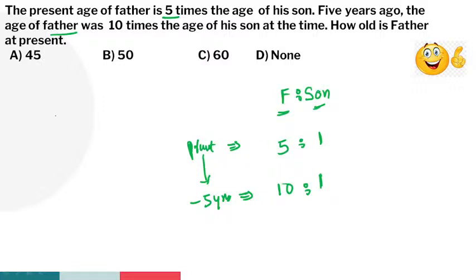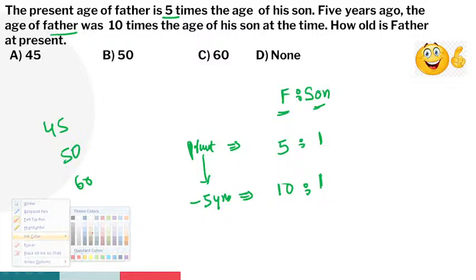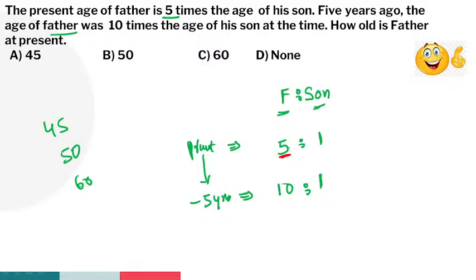Go through option verification. The first option, guys, here 45. We have to find out the percentage of father. Father present is how many parts? 5 parts. 5 years ago, father is how many parts? 10 parts. Right, Andy? So go through option verification. What is the first option? 45. 45 is a multiple of 5, guys. Yes, 5 nines are 45.